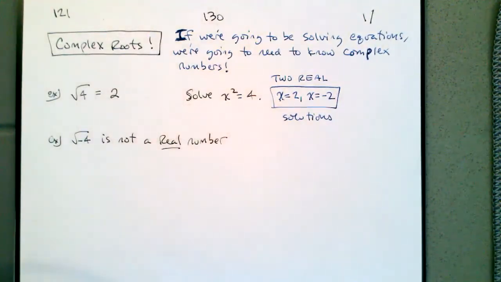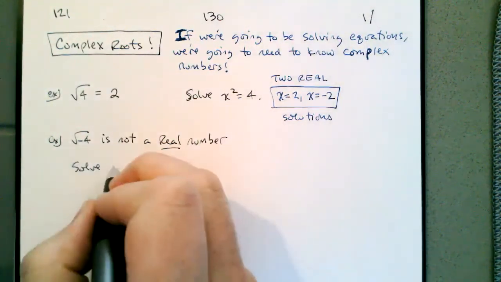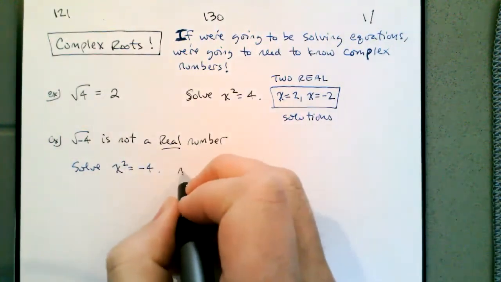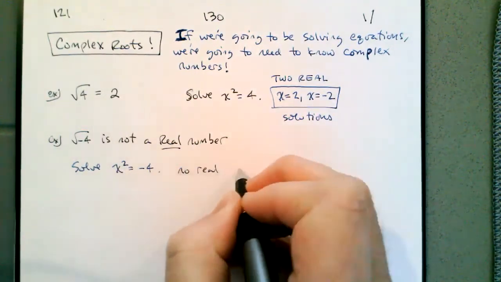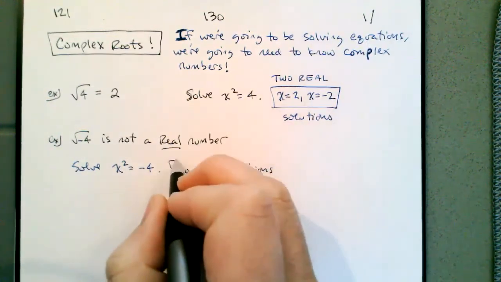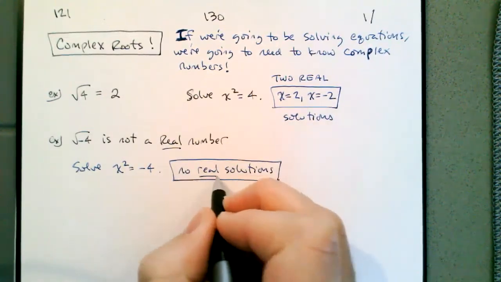So when we talk about the square root of a negative number, we weren't trained to say no solutions. We were trained to say this is not a real number, or no real solutions. So if I ask you to solve the equation x squared equals negative 4, you would just say there are no real solutions. Instead of saying no solutions, we specify no real solutions.